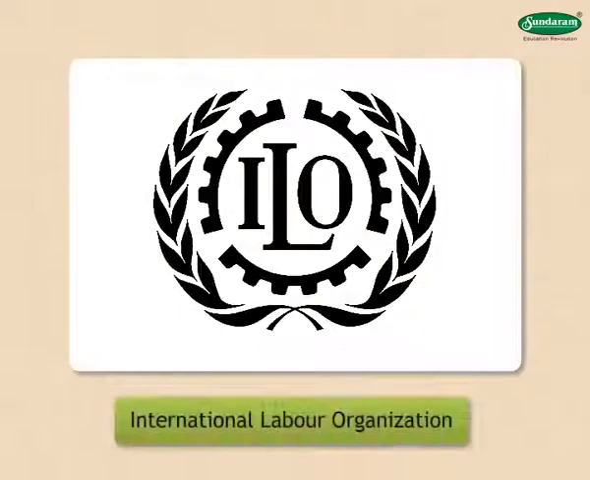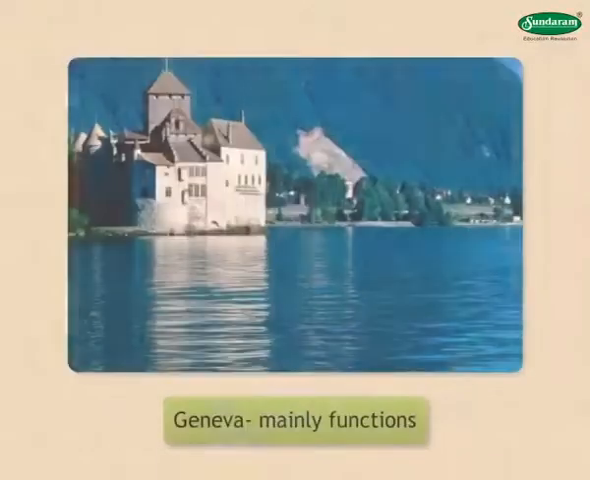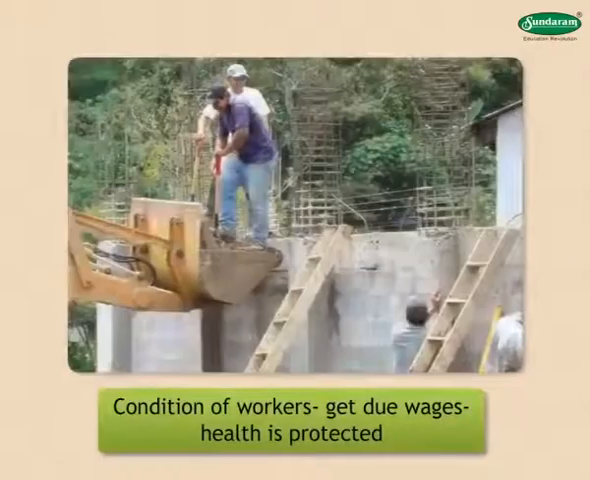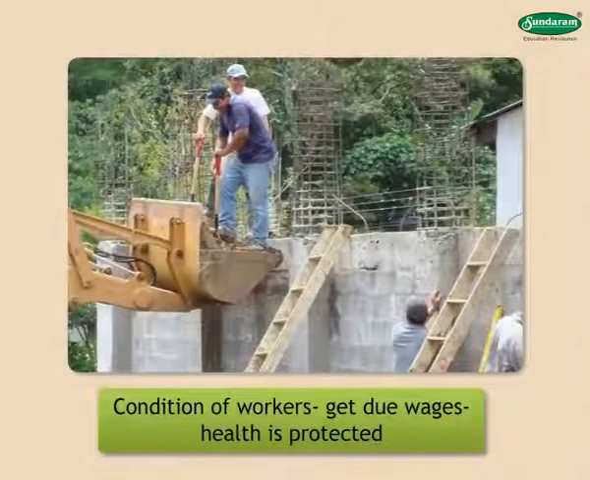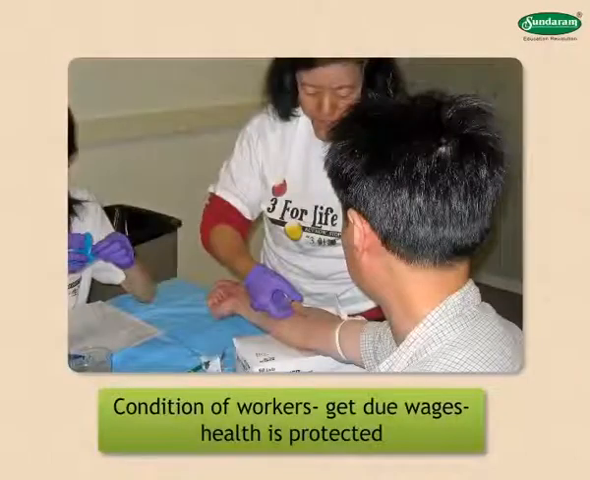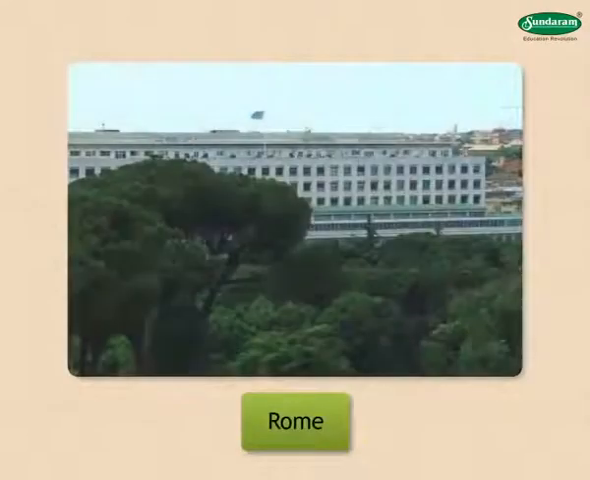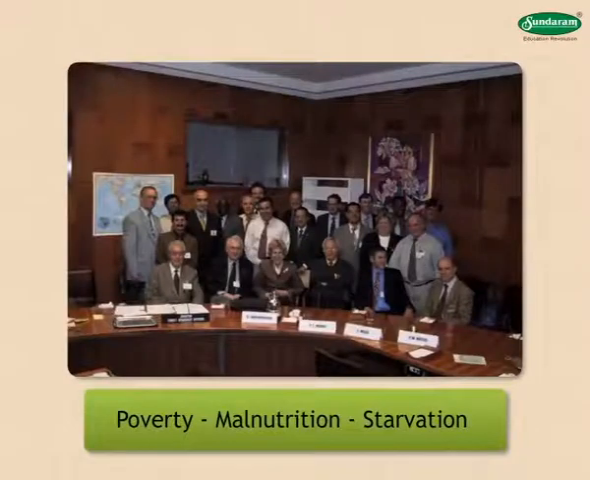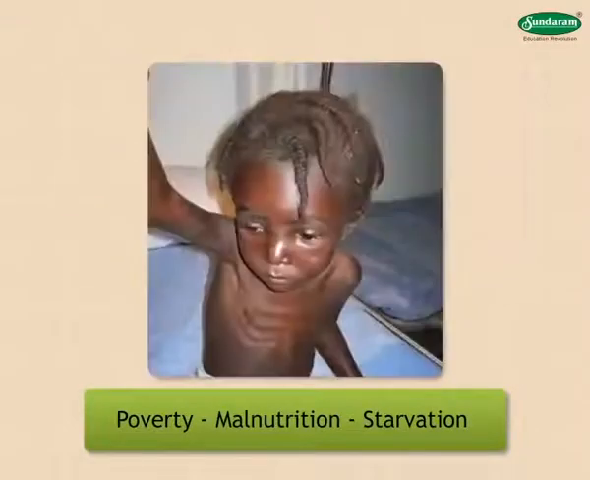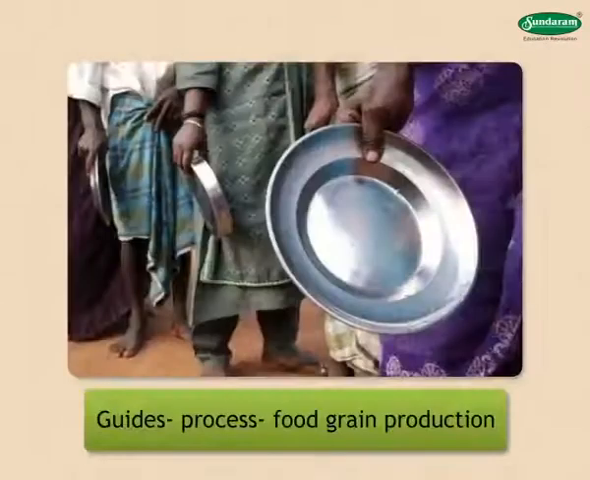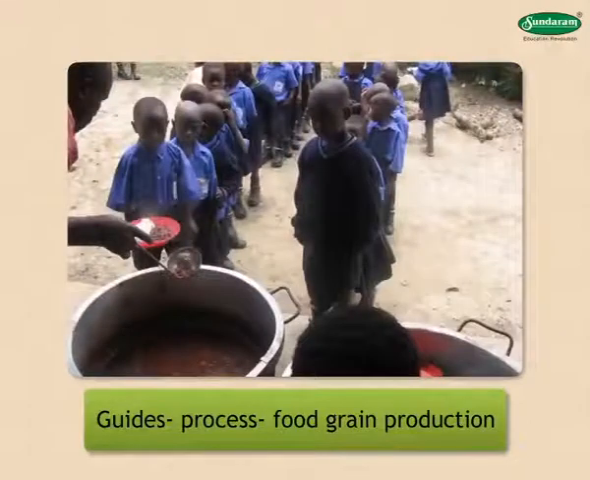1. The International Labour Organization. The International Labour Organization in Geneva mainly functions to improve the conditions of workers. It ensures that they get due wages and their health is protected, etc. Food and Agriculture Organization. This organization is located at Rome. Its main function is to solve the problem of poverty, malnutrition, and starvation in the world. It guides the process of enhancing food grain production.